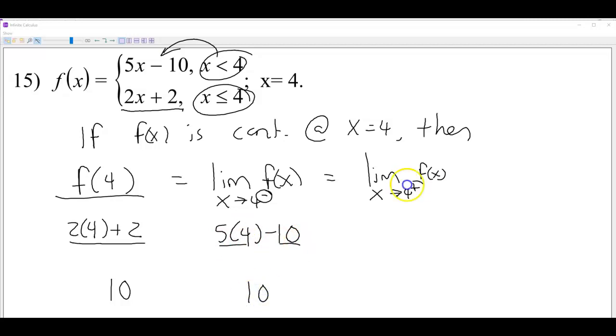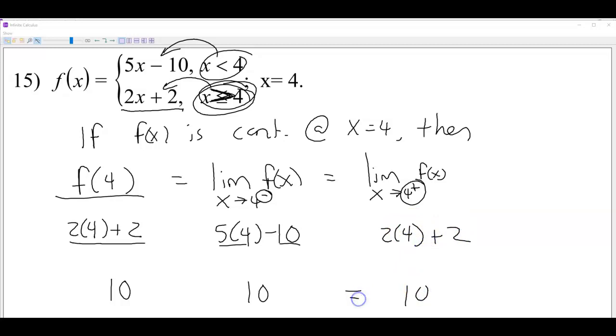And then lastly, we have approaching 4 from the right. That's this piece where x is greater than 4. Well, this is supposed to say greater. I'll fix it on the worksheet. So in that case, we use that piece there. And so that's going to be 2x plus 2. And once again, that's 10.